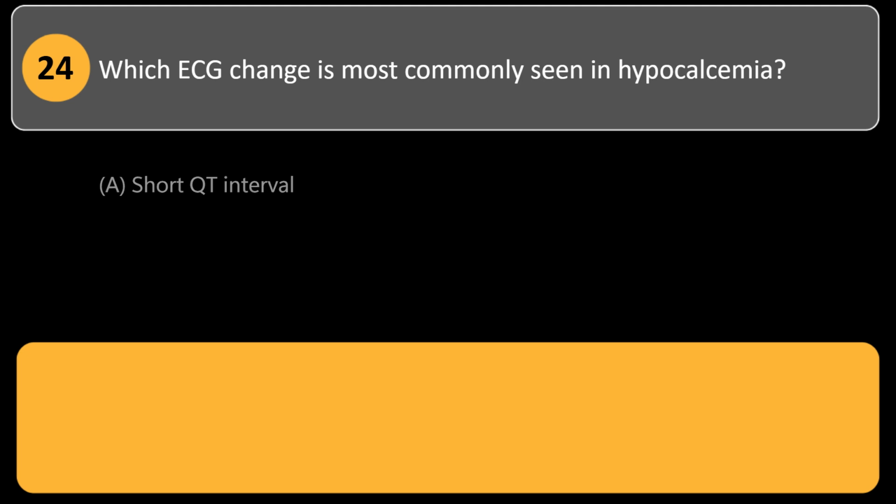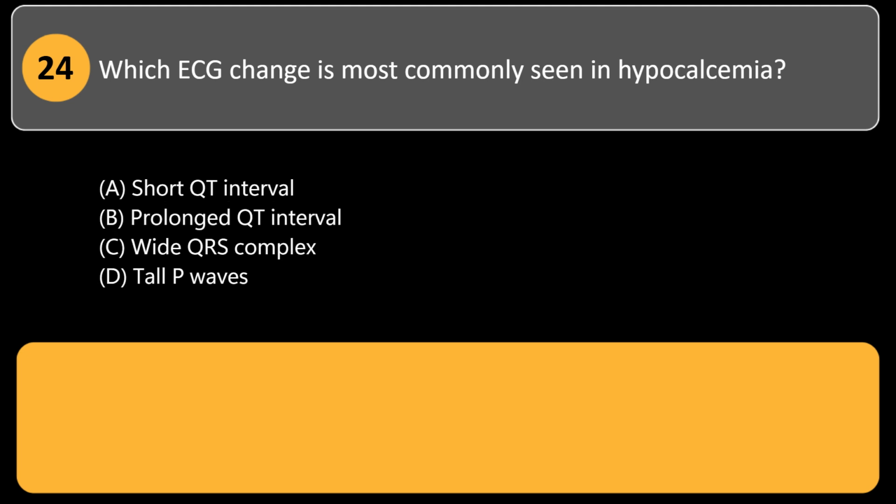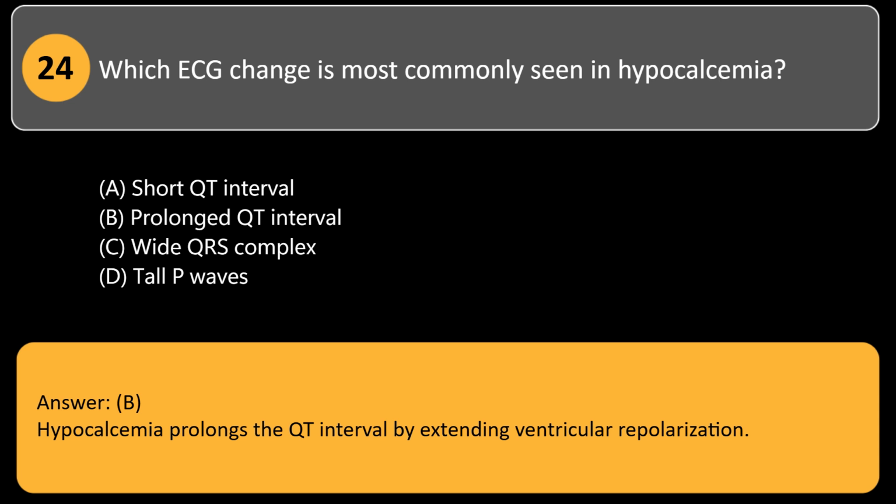Which ECG change is most commonly seen in hypocalcemia? A. Short QT interval. B. Prolonged QT interval. C. Wide QRS complex. D. Tall P waves. Answer, B. Hypocalcemia prolongs the QT interval by extending ventricular repolarization.